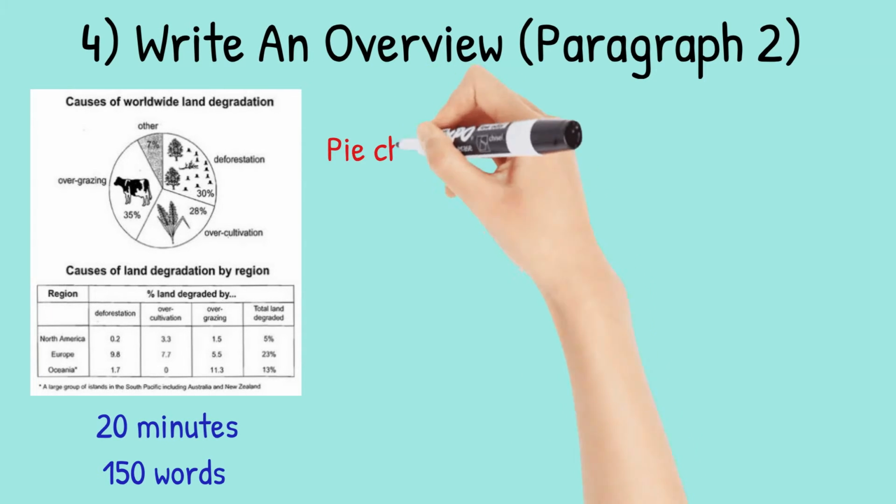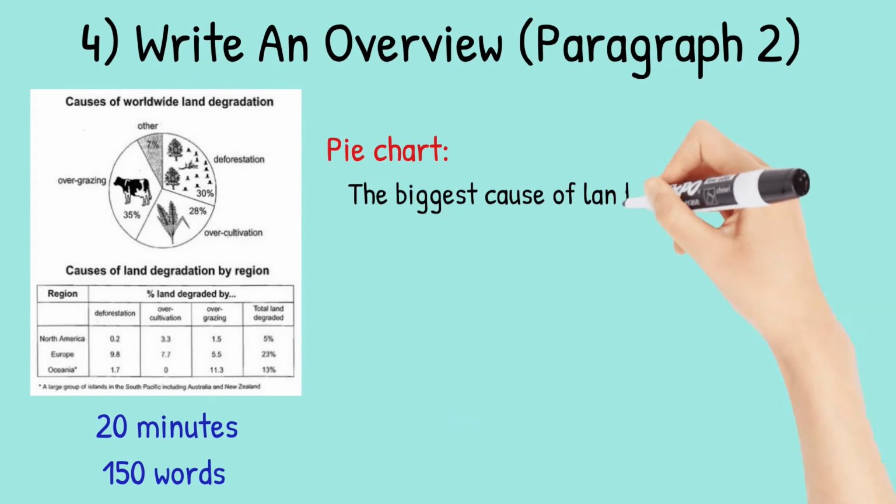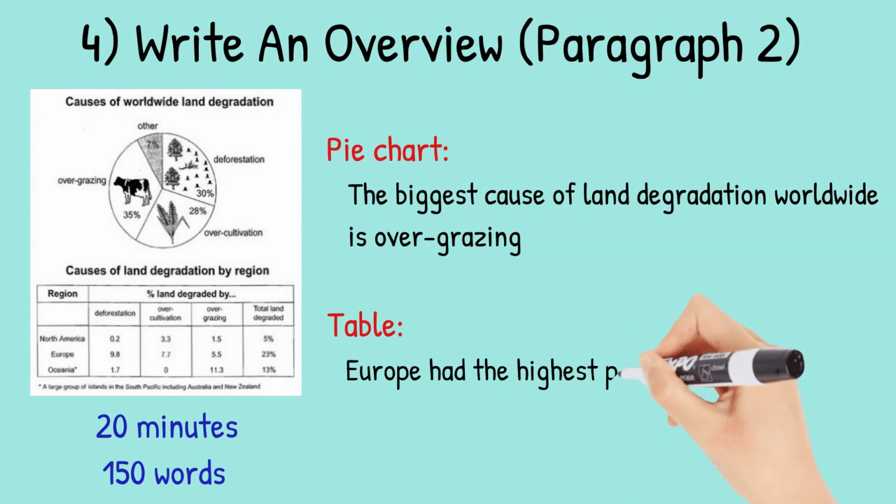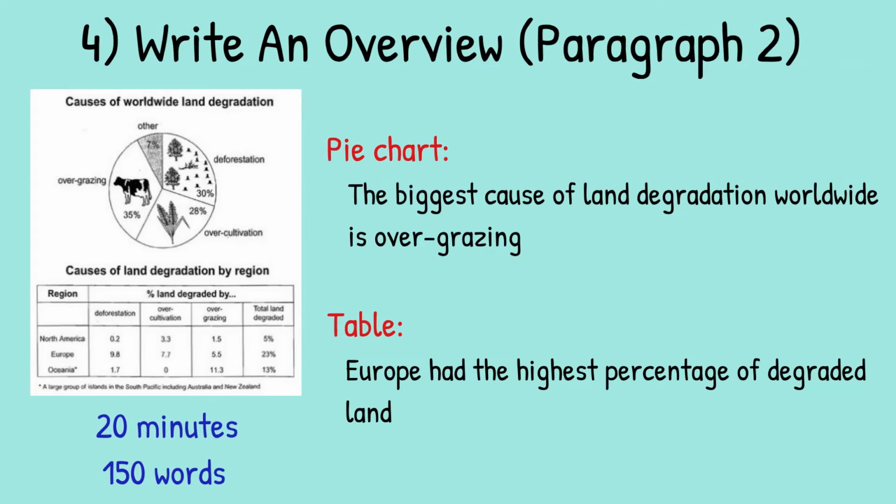For pie chart, the biggest cause of land degradation worldwide is overgrazing, and for table, Europe had the highest percentage of degraded land. Now form these ideas into 2 or 3 sentences with a total of around 40 words. State the information simply using synonyms where possible. No elaborate vocabulary or grammar structures are required, just the appropriate words and correct verb tenses.